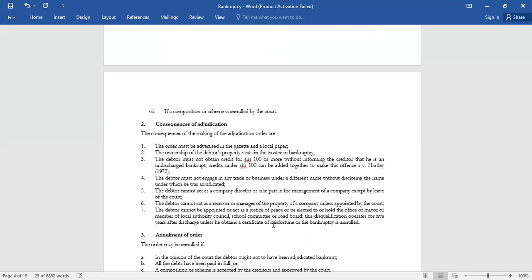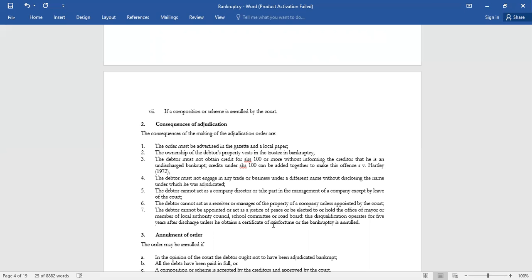And lastly, the debtor cannot be appointed or act as a justice of peace or be elected to hold the office of mayor or member of a local authority council or school committee. So you can see how granular it is. You cannot even hold a position in a school committee or a road board. And this disqualification operates for 5 years. It's not from the time that you are declared, but for a period of 5 years after discharge, unless you obtain a certificate of misfortune or the bankruptcy is annulled. So you can imagine how painful it is.